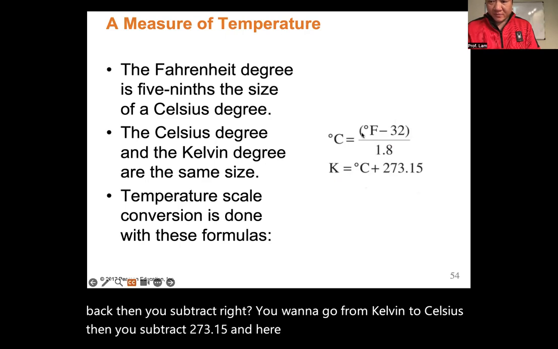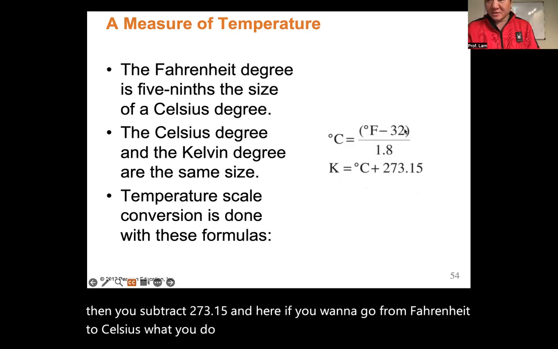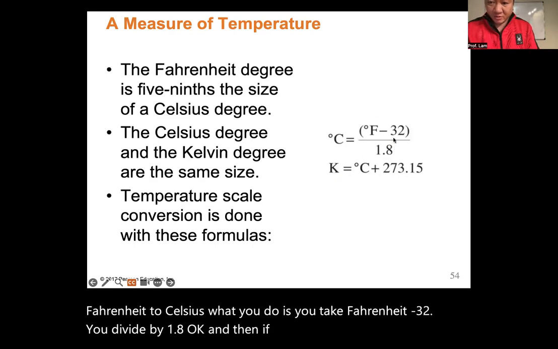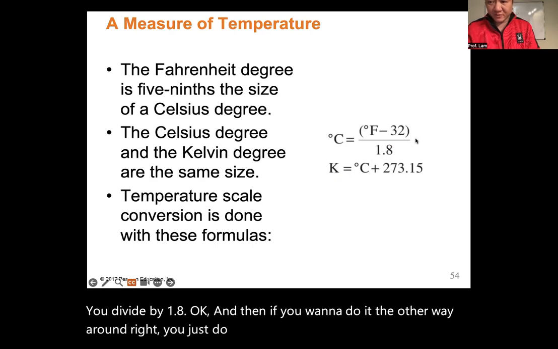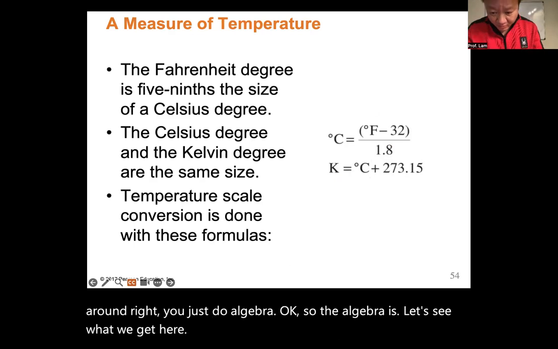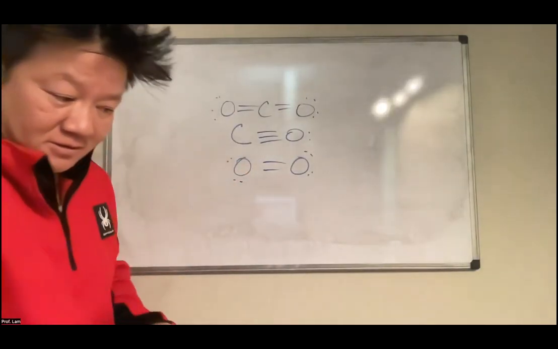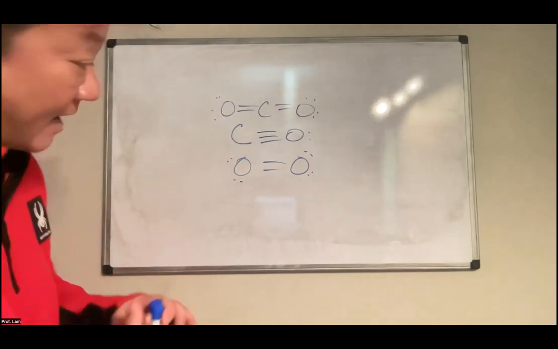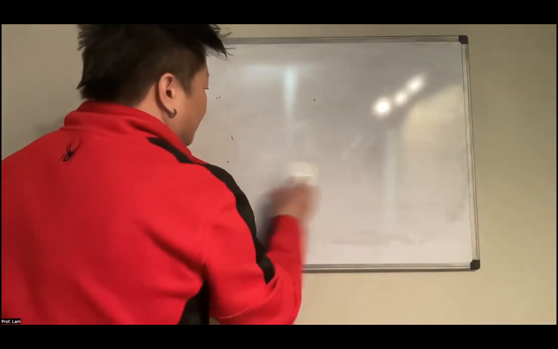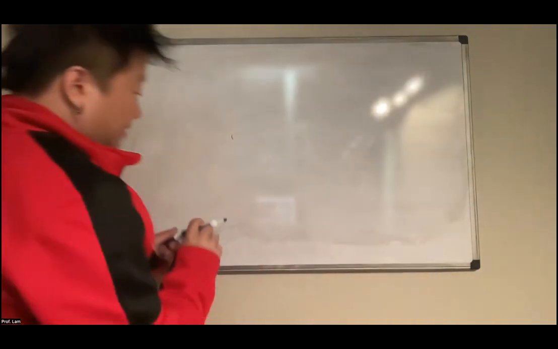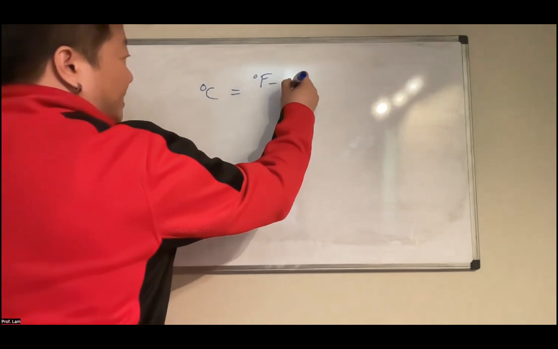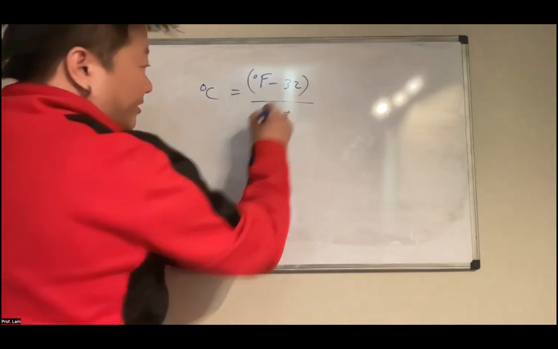And here, if you want to go from Fahrenheit to Celsius, you take Fahrenheit minus 32 and you divide by 1.8. Okay. And then if you want to do it the other way around, you just do algebra. So if you algebra this, let's see, what would we get here? Let me switch to the board real quick. So what we had before was Celsius is equal to Fahrenheit minus 32 in parentheses, divided by 1.8, right?